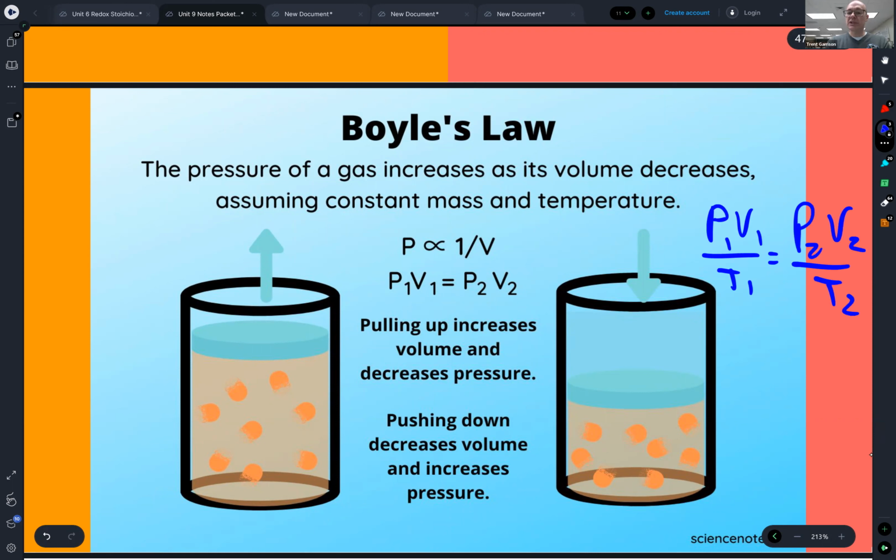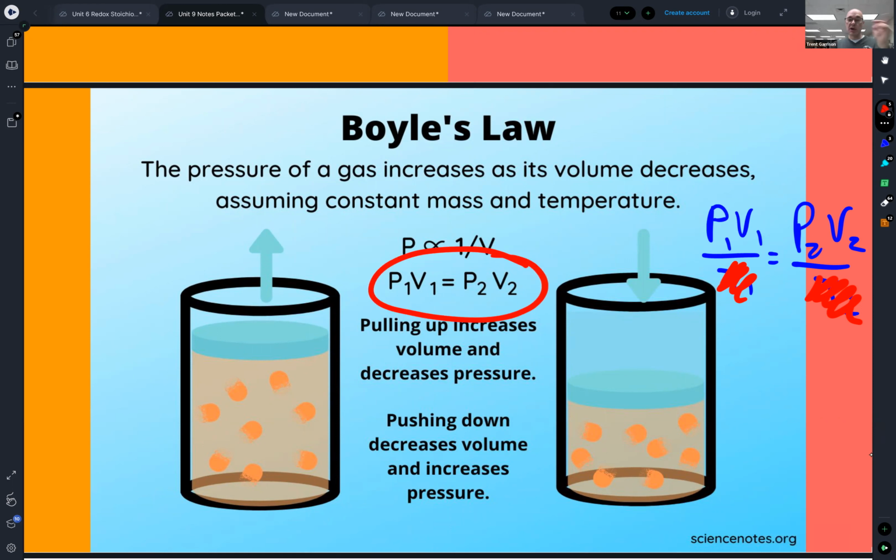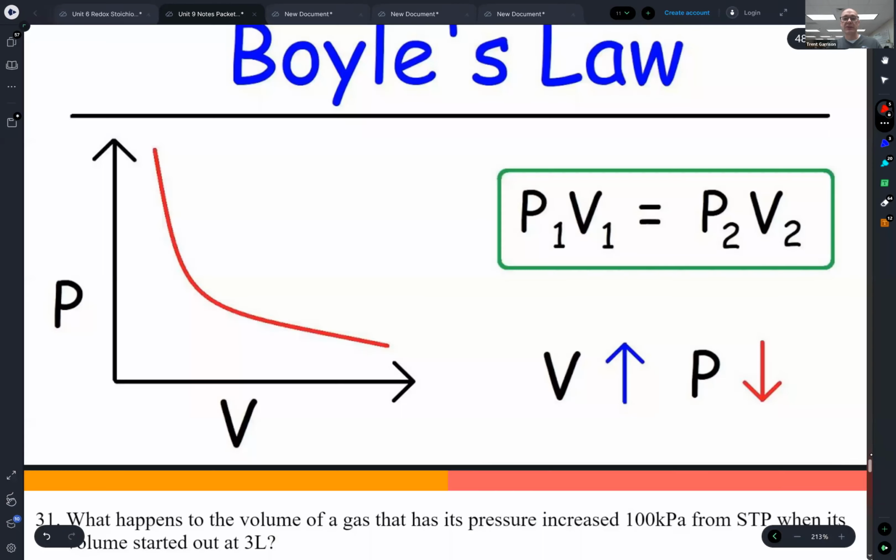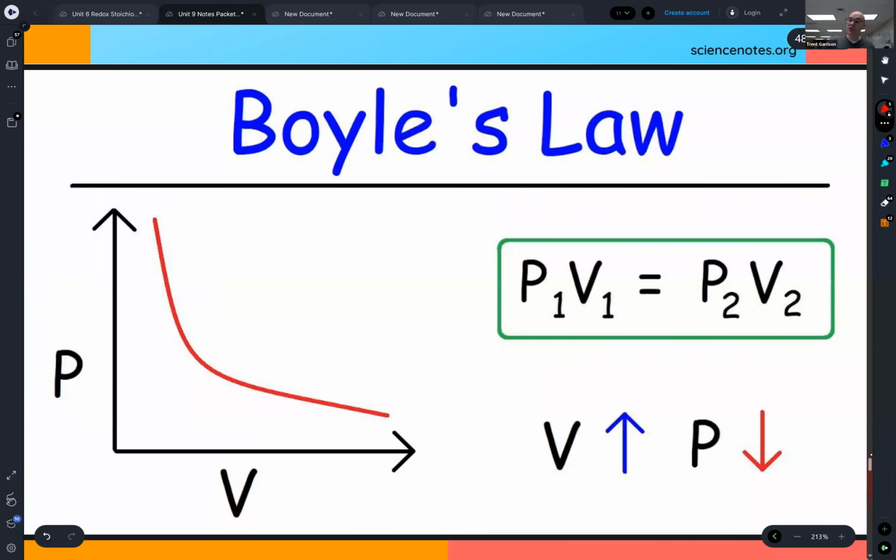Well, if there is no temperature change, you end up with just something called Boyle's law. What we need to understand about Boyle's law, we did this as a lab last time, is the more you increase pressure, the more you decrease the volume. They are inversely related. So their graph will look just like this, which is what your data will look like from the laboratory.